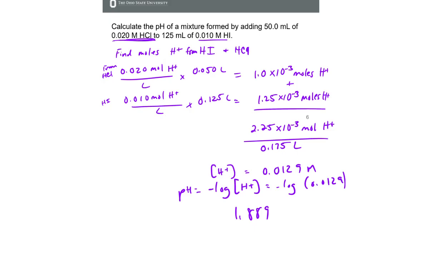Yeah, you could do N1V1. But we need to make sure we add the moles of H+. So if you did that, you would do it, yes. I think you would get the same answer.